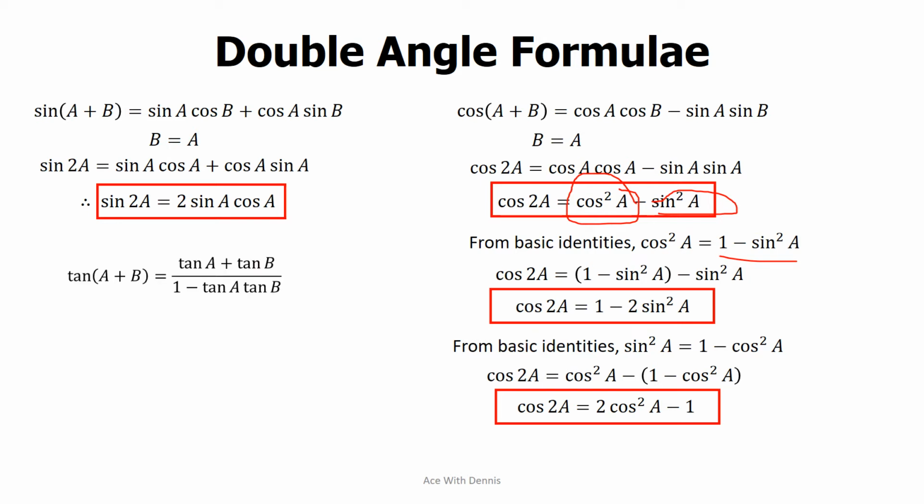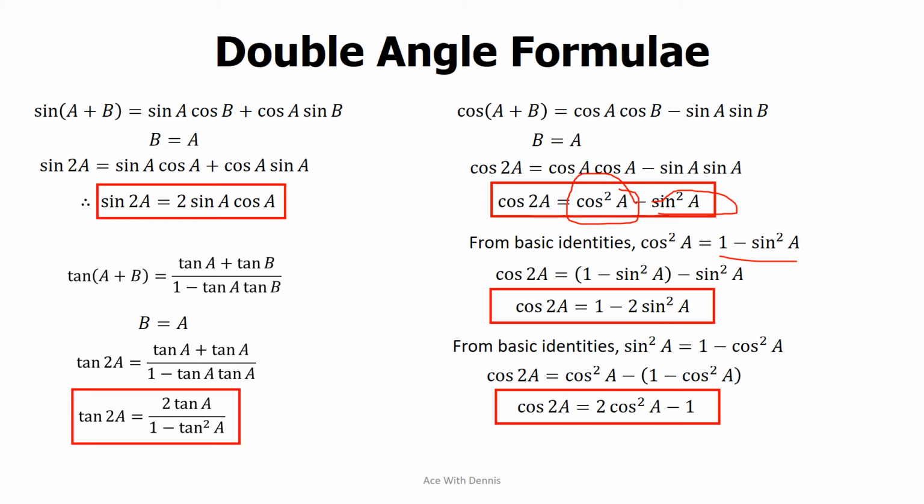Now let's move on to tangent A plus B. We know it is tangent A plus tangent B over 1 minus tangent A tangent B. I hope that you know how to get the double angle formula for tangent. It's the same approach, where we substitute B equals A. Now it becomes tangent 2A equals tangent A plus tangent A over 1 minus tangent A tangent A. So, simplify, it will become tangent 2A equals 2 tangent A over 1 minus tangent square A. So this is the double angle formula for the tangent function.